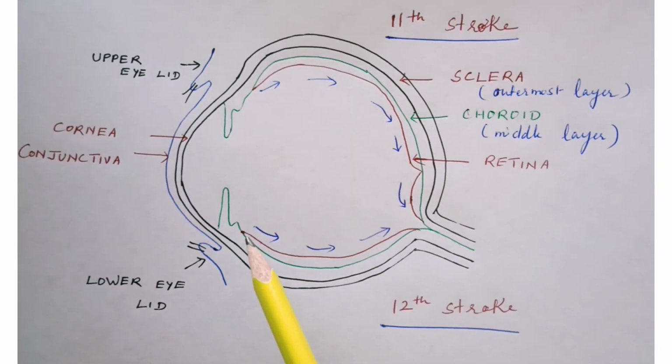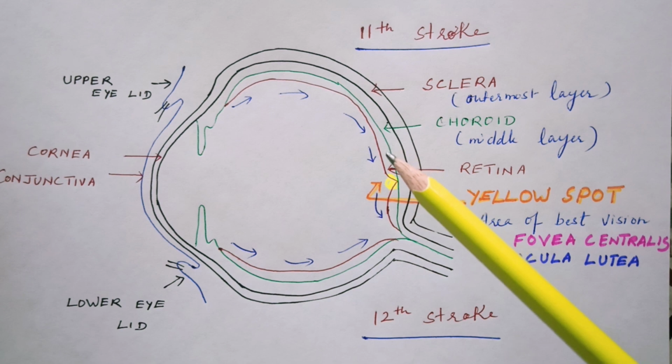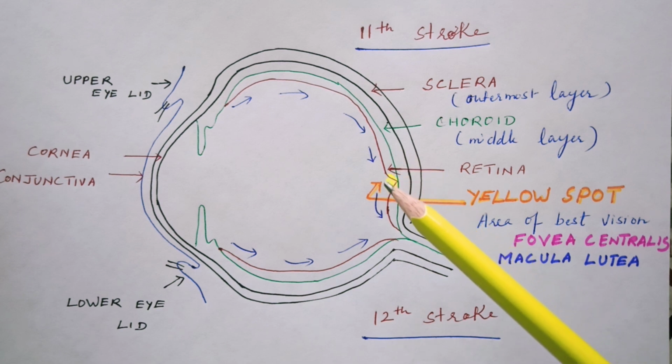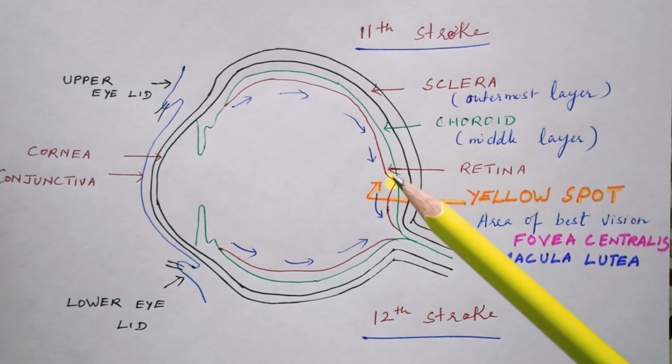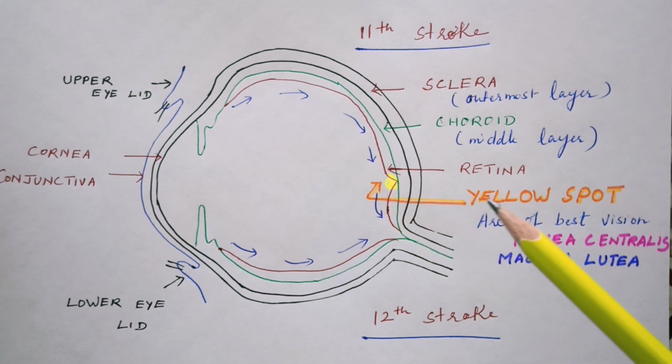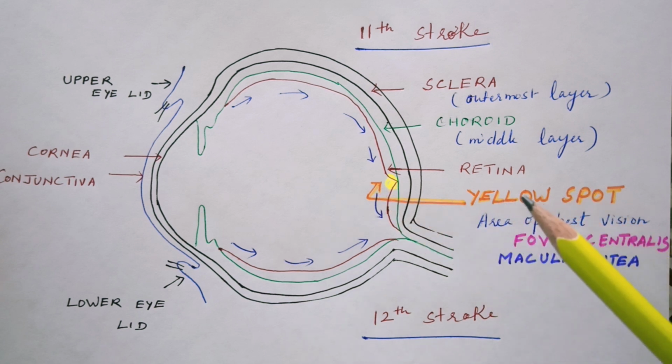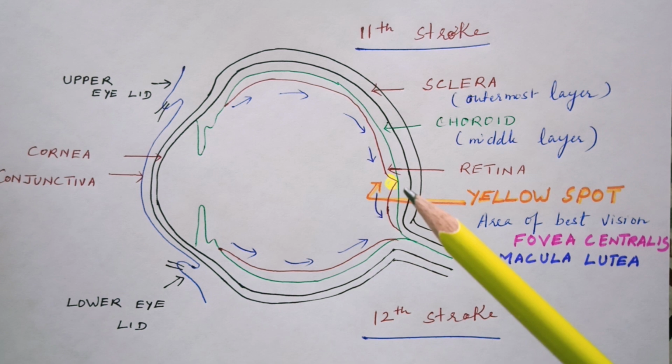With the 12th stroke beginning from here, going in the direction of the arrows, we complete drawing the third layer, that is known as the retina, the innermost layer of the eyeball. The part of the retina shown in yellow color over here is a very important part of the eyeball itself. As you can see, students, this is known as the yellow spot, because when it is viewed by doctors, it appears yellow in color. So it is called the yellow spot.